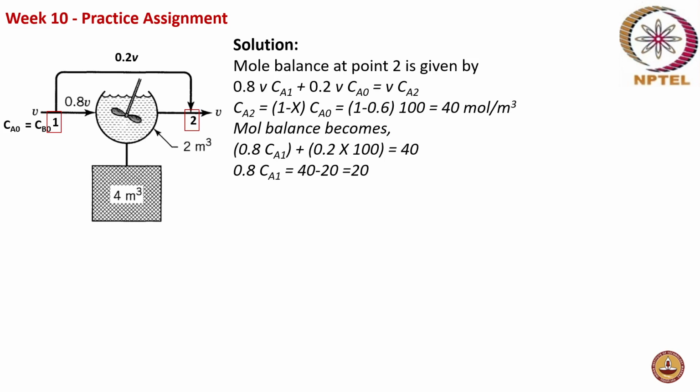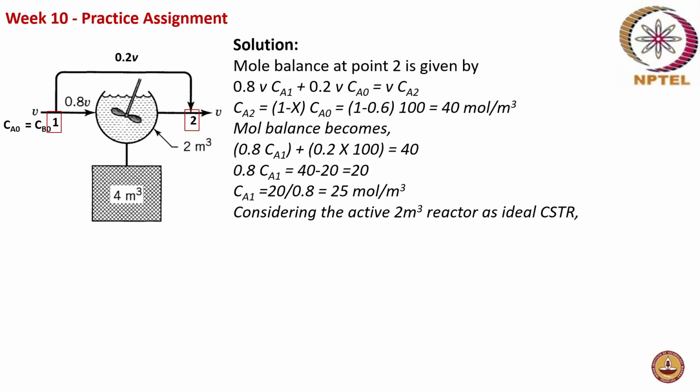So 0.8 Ca1 is equal to 40 minus 20, which is equal to 20. So we will end up with Ca1, the concentration coming out of the reactor where the reaction has taken place, is 25 mole per meter cube. That is the concentration of A and B that is coming out of the reactor, before it enters the mixing point 2.